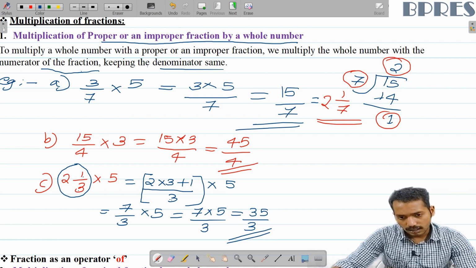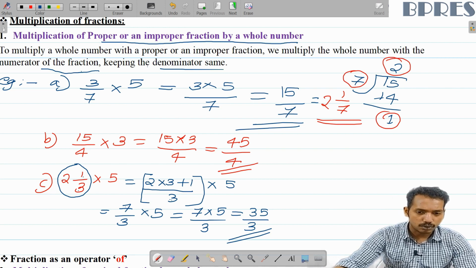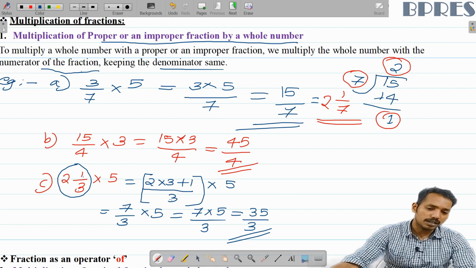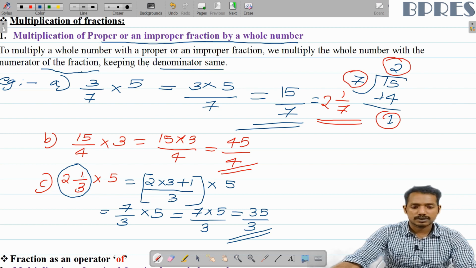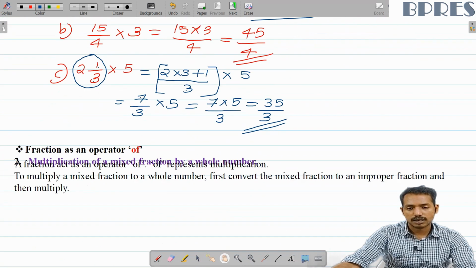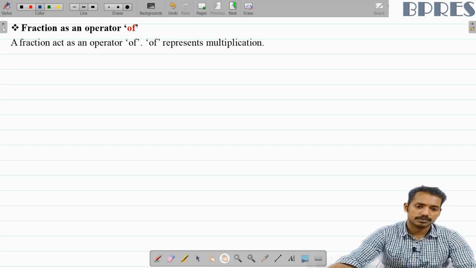So this is the thing we have to remember regarding multiplication. Just multiply the numerator of the fraction with the whole number, whether it is an improper or proper fraction. If it is given in mixed fraction form, then just convert that mixed fraction into an improper fraction, then multiply it. Very simple. It is not like addition and subtraction. Okay. Now let's discuss another topic, that is fraction as an operator of.